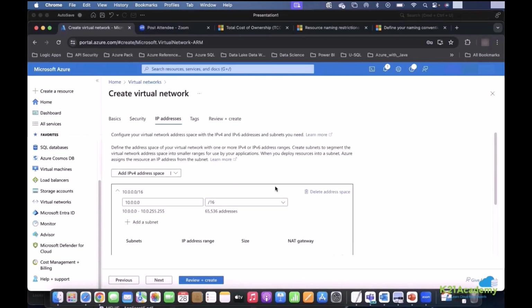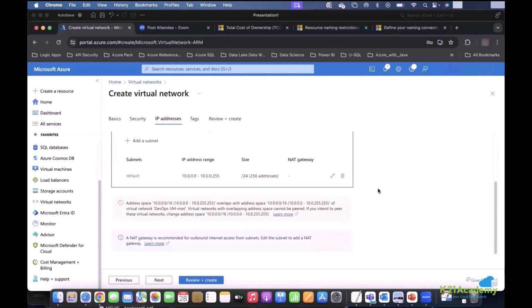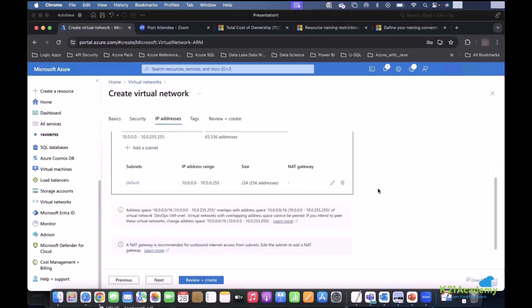The next one is the IP address range. As I mentioned, whenever we are planning any virtual network provisioning, one good thing is that nowadays Microsoft has started a new warning notification in the portal. It says that if you go ahead with 10.0.0.0/16, then it overlaps with the DevOps VM VNet, for example.